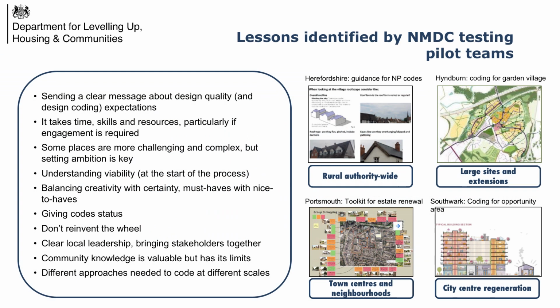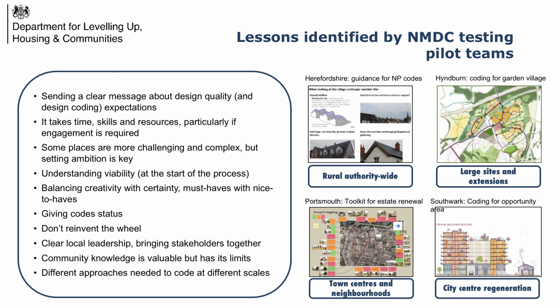So in 2021, we had a 6-month program to test the draft National Model Design Code. So the 16 local authorities we were working with weren't preparing full design codes, but testing aspects of the coding process. They looked at very different geographies and working at very different scales. Just highlighting some of the key points of feedback that we had from that program that informed our current work.